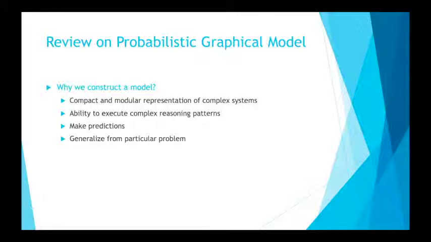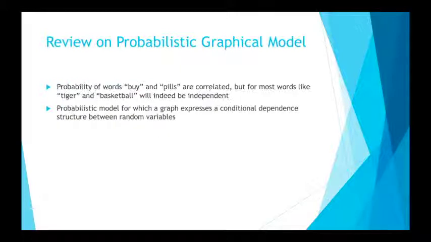A model is a compact and modular representation of a complex system, and it has the ability to execute complex reasoning patterns like a latent space of something. Another thing about models is that they are able to make predictions, not just predictions but estimations as well. They are also able to generalize from particular problems. The particular problem that we are facing now is text compression. This is why we're trying to construct a model to solve a particular problem.